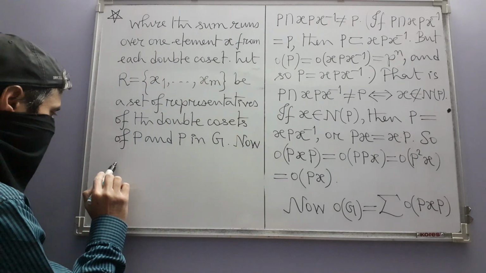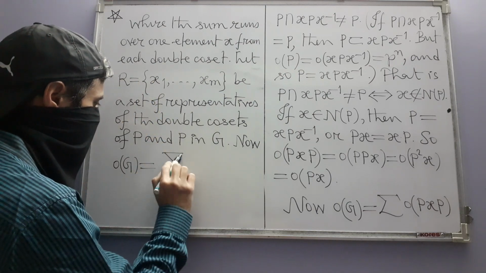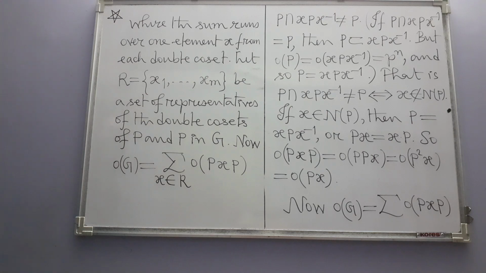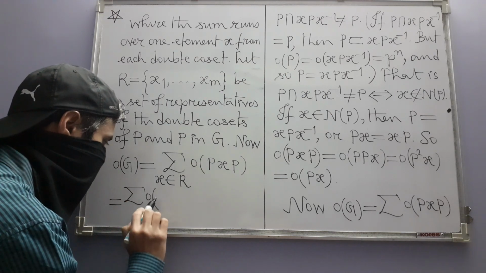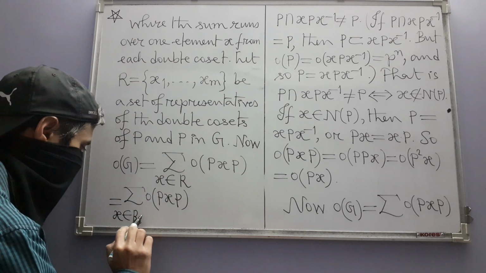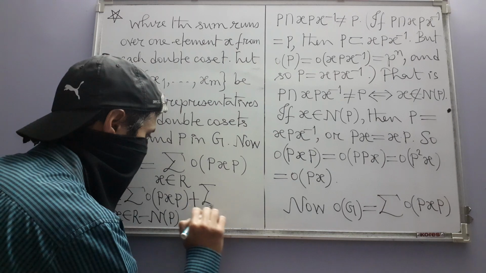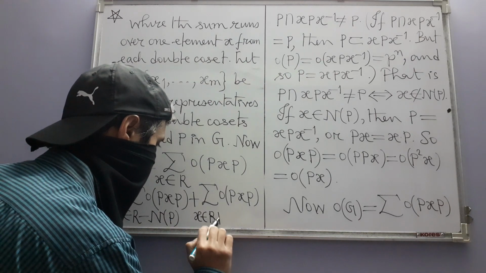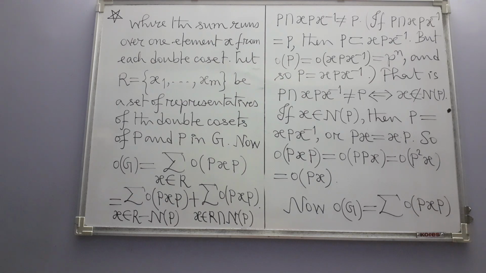we can write like this, order of G. First of all, because we have chosen this, this is what it means. Now it can be written as a sum of order of pxp for those x in R that are not in N of P, plus a sum of order of pxp for those x in R that are in N of P.